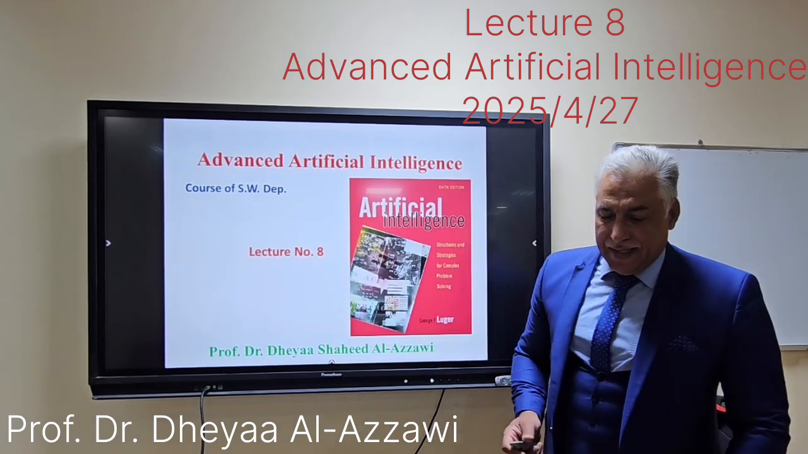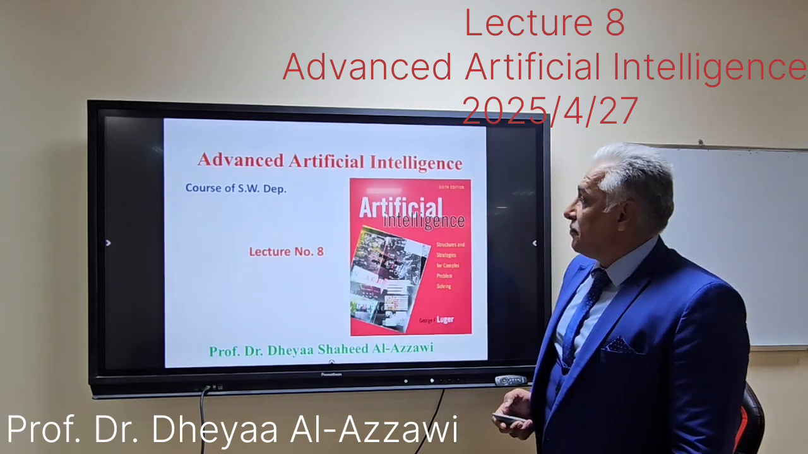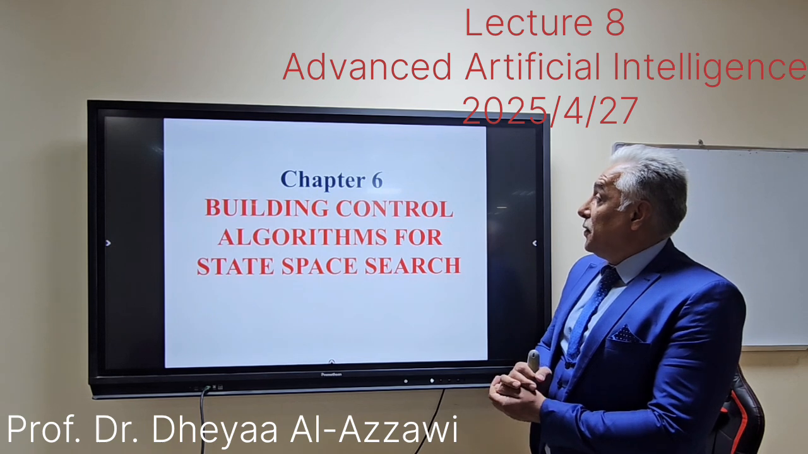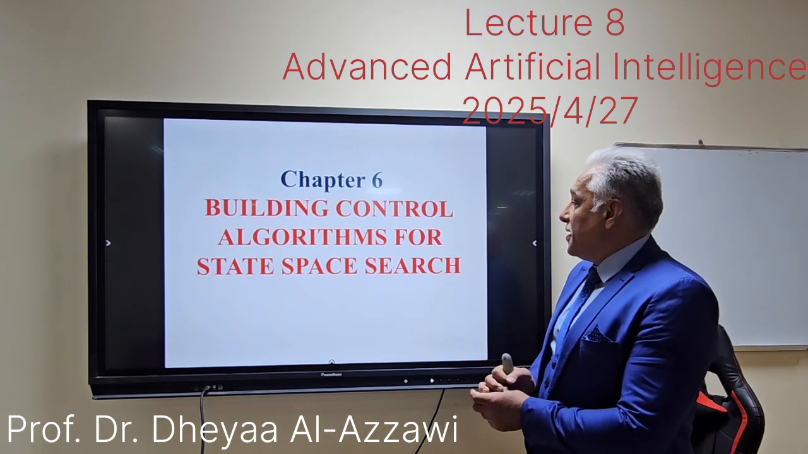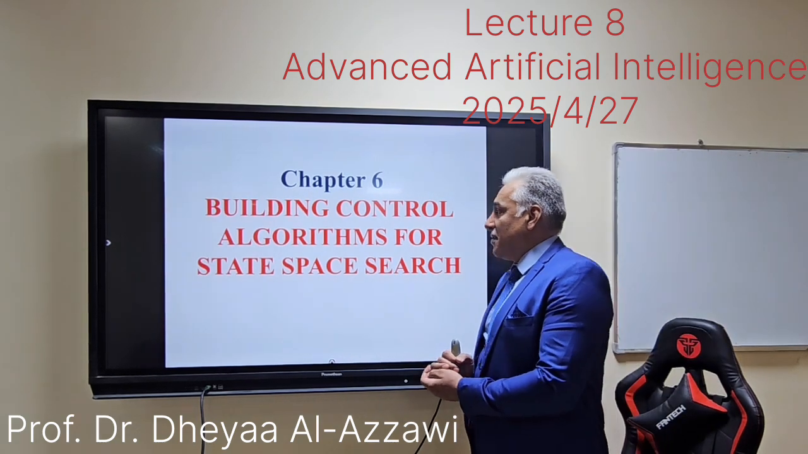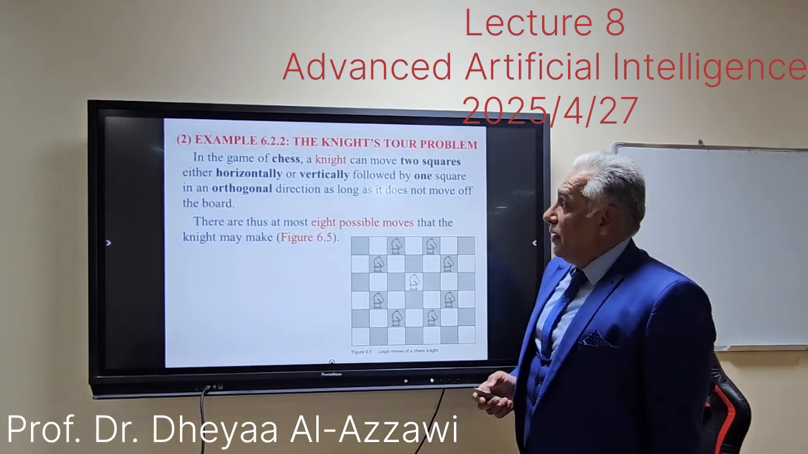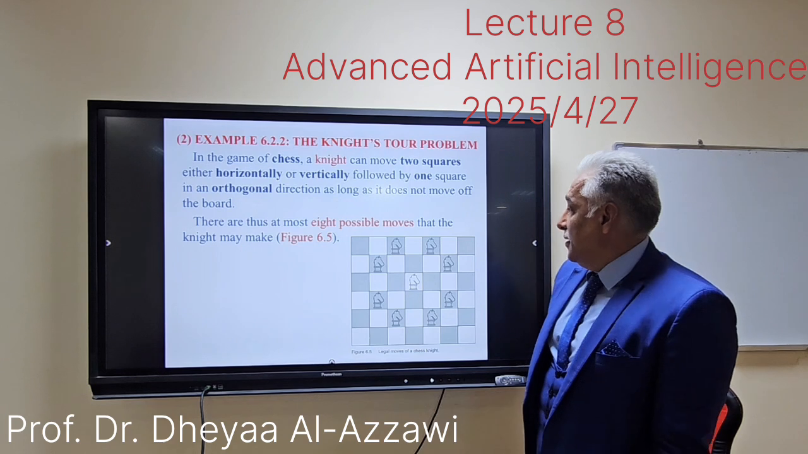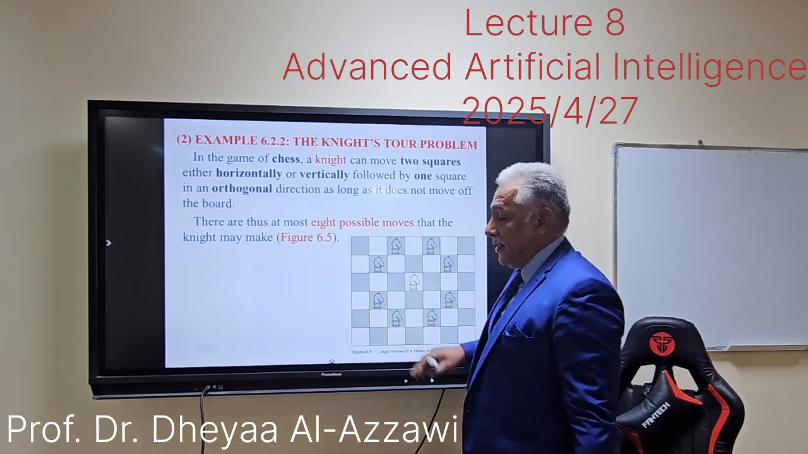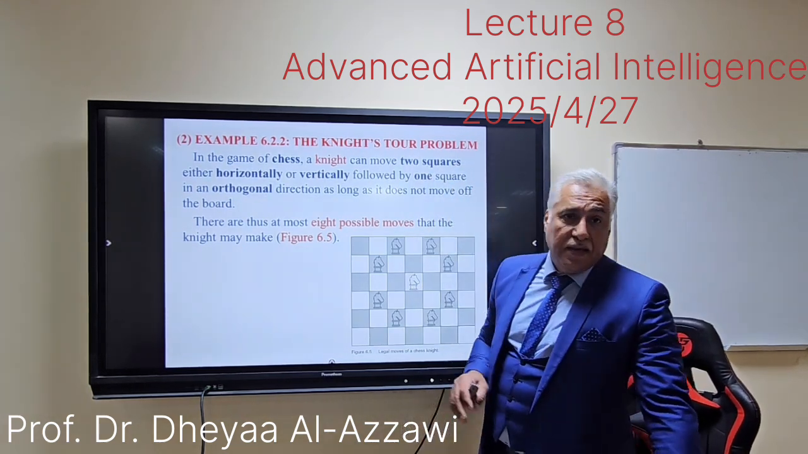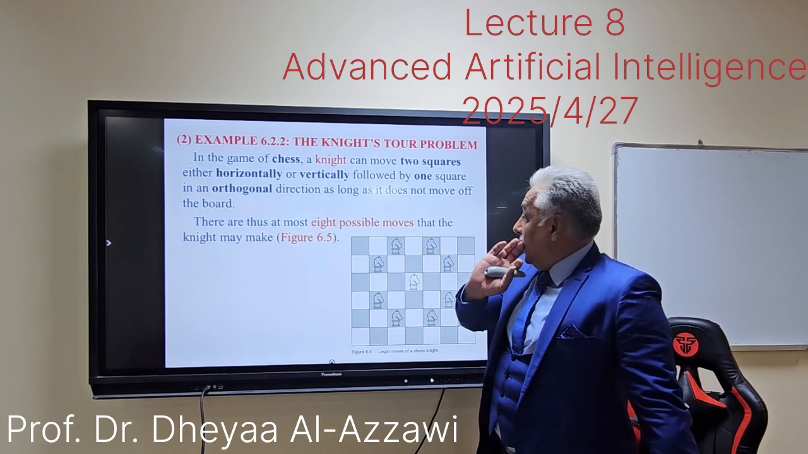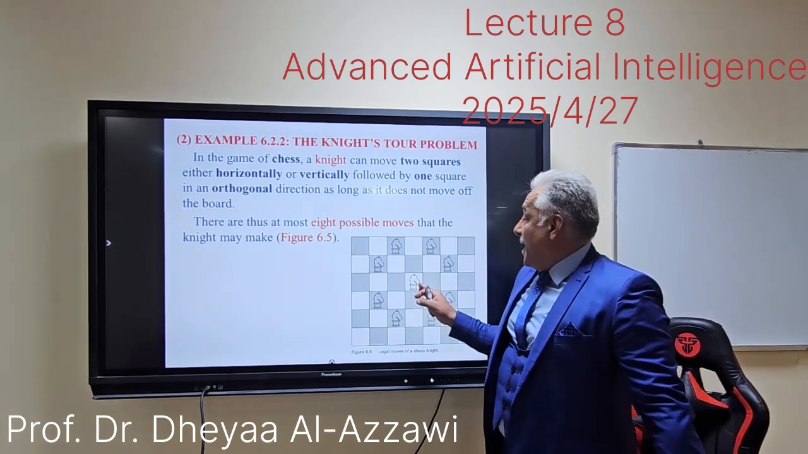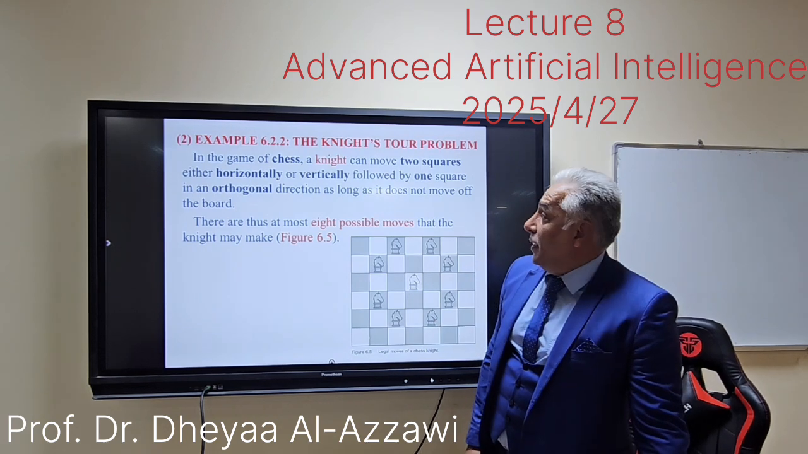We continue with lecture 6, that focuses on building control algorithms for state space search. We will explain by using an example about chess games, and we select one of these pieces, the knight's tour problem.